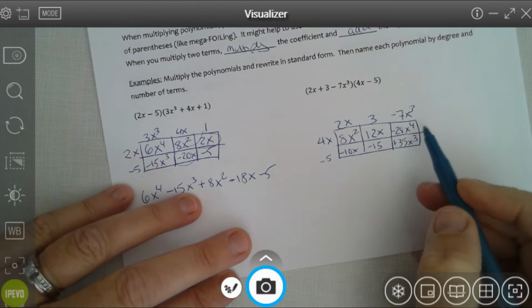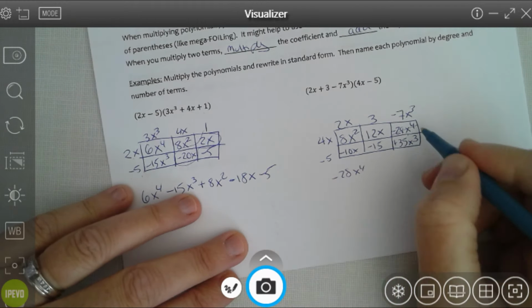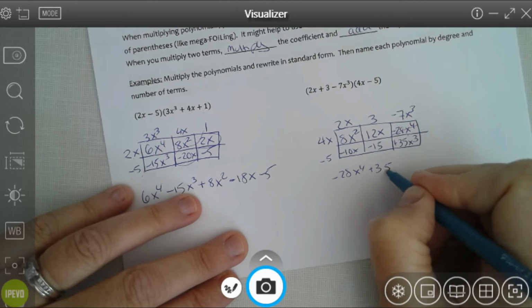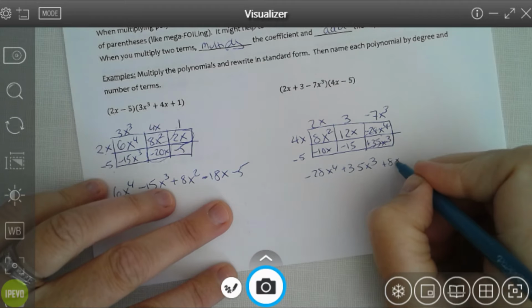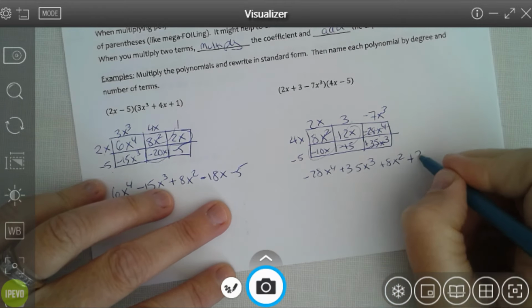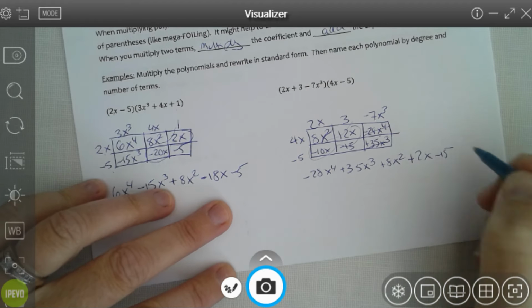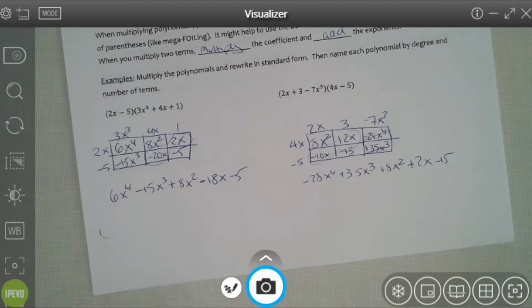All right, so I'm just going to go ahead and find the highest. So negative 28x to the 4th is my highest, plus 35x cubed. There's an 8x squared here. These two are like each other, so combine those. And then a negative 15. And sometimes you'll have more than just these that are going to be like each other when you do it.